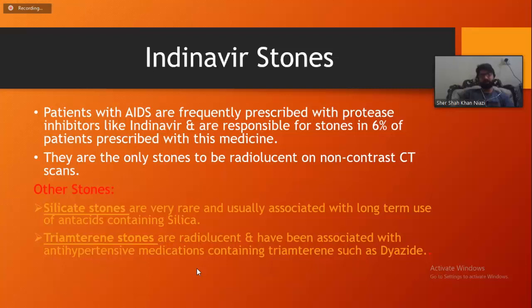And then we have other types of stones. Silicate stones: some patients have long-term use of antacids which contain silica, so these patients are also prone to urinary stones. And then we have medicines like hydrochlorothiazide, diuretics, which have triamterene with it. So these triamterene stones are associated with antihypertensive medication.